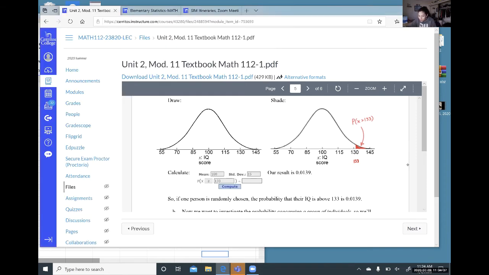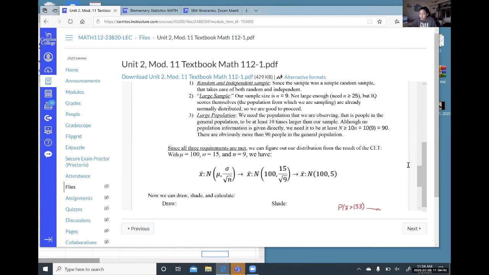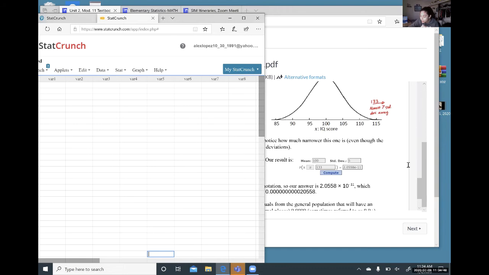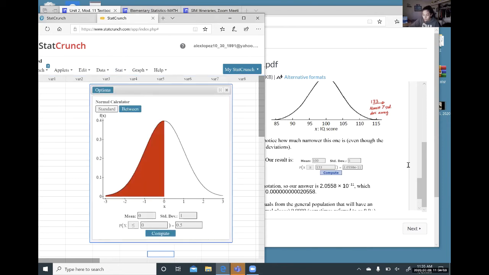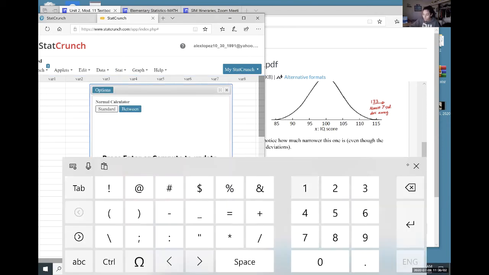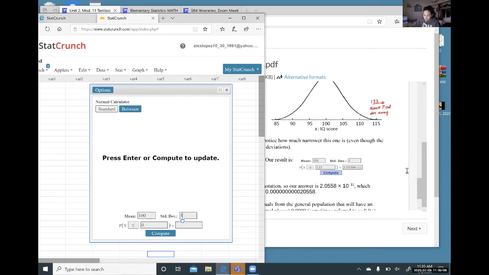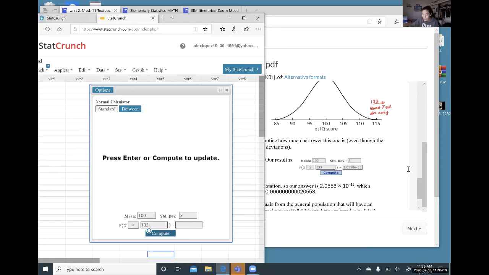And then let me just check that there wasn't anything after this. Oh, is this the one we were trying to do instead? Okay, let's do this one. That one was 100 and standard deviation 5. So Stat, Calculator, Normal. 100, 5, greater than or equal to 133. And then press compute.